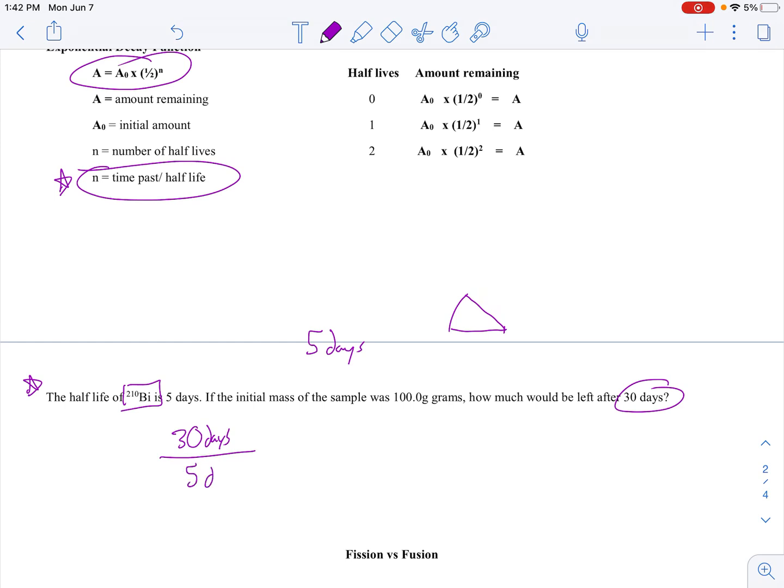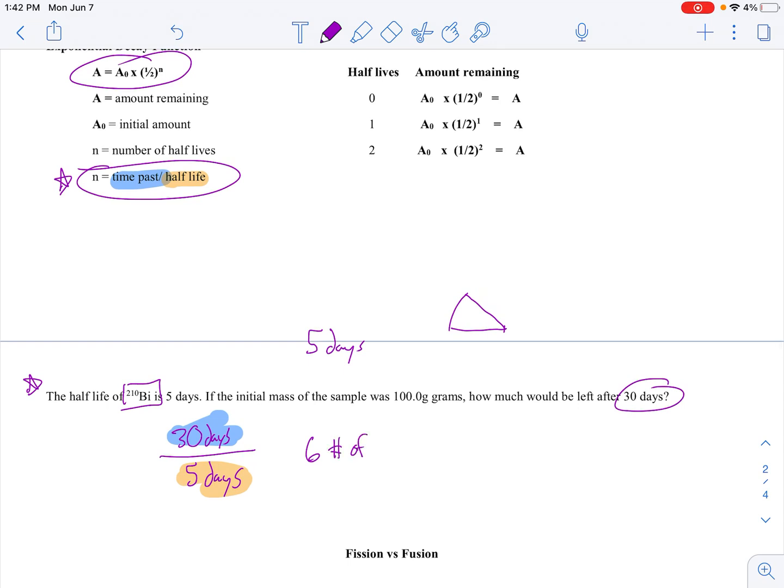30 days divided by 5 days. Now 30 days is the time that has passed, and your 5 days is the actual half-life given to you in the problem itself. So 30 divided by 5 is 6, so we've had 6 half-lives occur. So that's the number of half-lives.